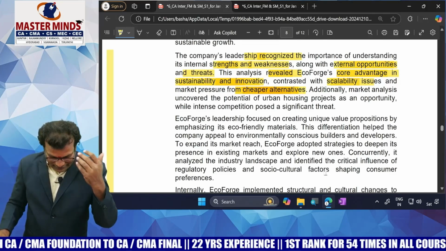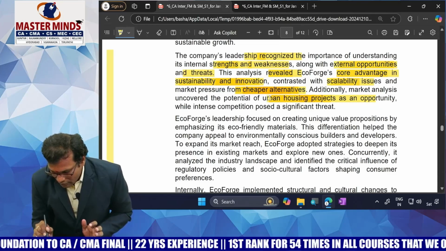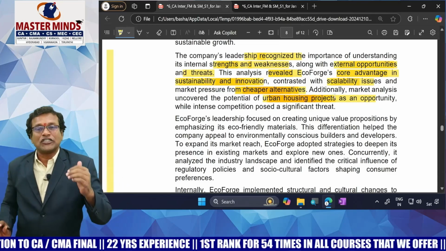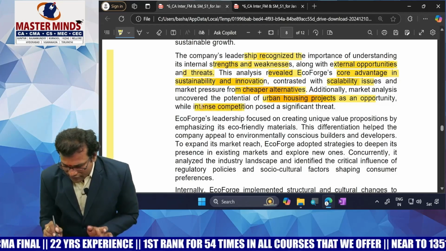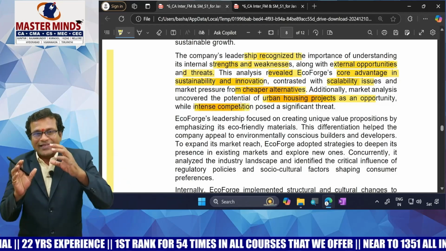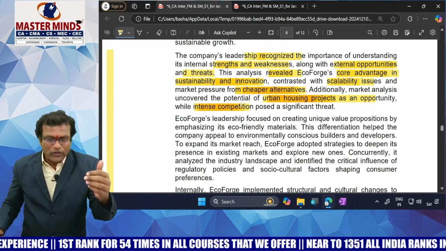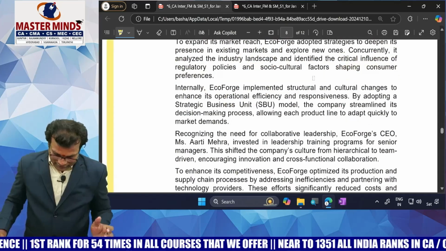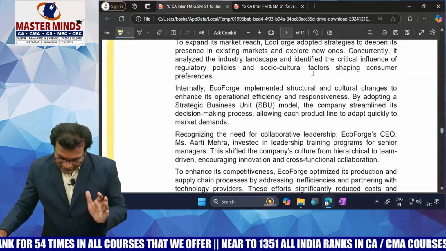Additionally, market analysis uncovered a huge opportunity in relation to urban housing projects, while competition in the industry is a big threat to them. So the second paragraph is talking about the SWOT analysis part. As far as we remember, there is no question regarding SWOT analysis, hopefully, from the 5 MCQs, right? Now look at the third paragraph summary.